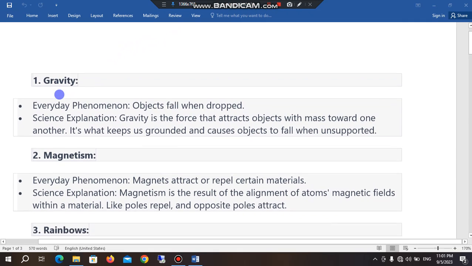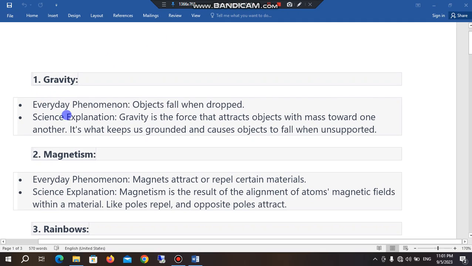Today my topic is about point number 1, gravity. Everyday phenomenon, objects fall when dropped. Science explanation. Gravity is the force that attracts objects with mass toward one another. It's what keeps us grounded and causes objects to fall when dropped.